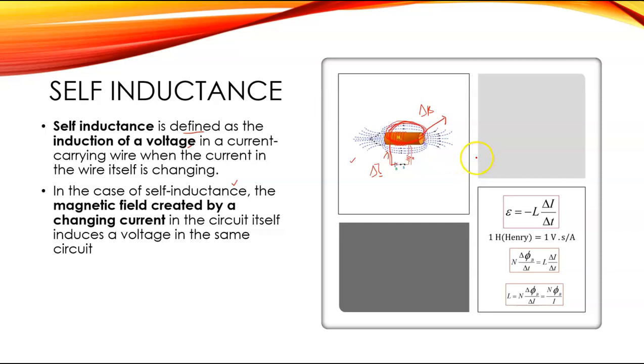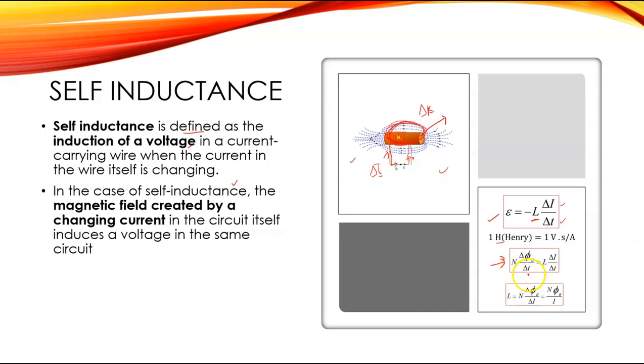How do we calculate the EMF in self-inductance? We can use this equation, where epsilon, the EMF produced in this kind of inductance, equals negative L, where L is the inductance, times the rate of change of current. Bear in mind that one Henry is the SI unit for inductance, so 1 Henry is equal to 1 volt second per ampere. We can also relate this equation to the number of turns of the coil and the change of magnetic flux, where this is the relation over here.